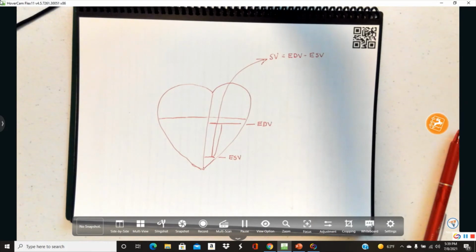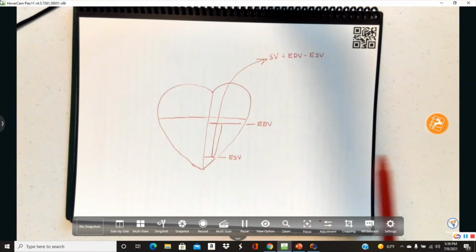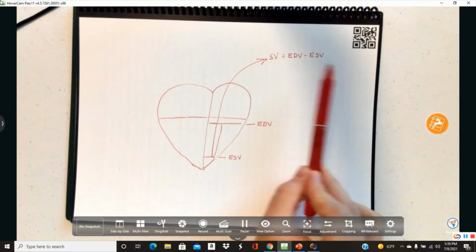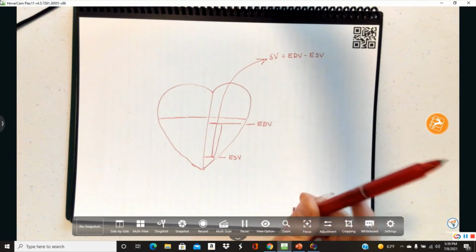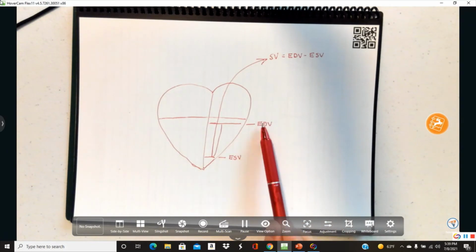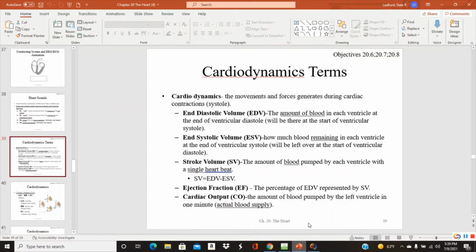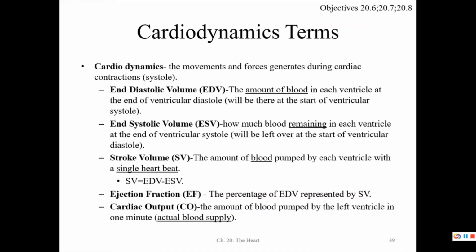Now, you can measure these volumes with an echo. It's a little bit harder to measure this, so there are methods to do that. We usually measure these volumes with an echo, and then we mathematically calculate them. So now that means you will need to know the equation that stroke volume is EDV minus ESV.